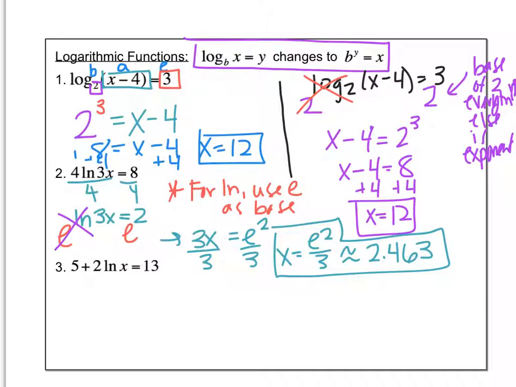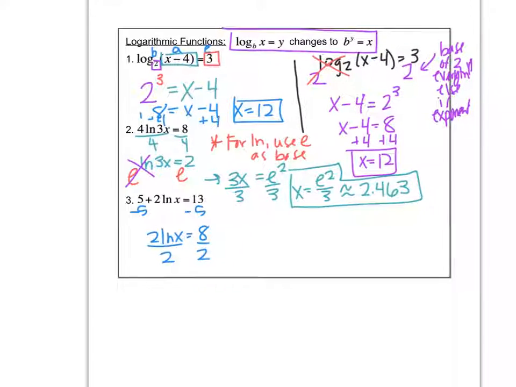Alright, let's look at the next one. Again, the idea here is unwrap. So we're going to subtract 5 first. 2 ln of x equals 8. And again, get rid of the outside part first, divide by 2. The natural log of x equals 4.